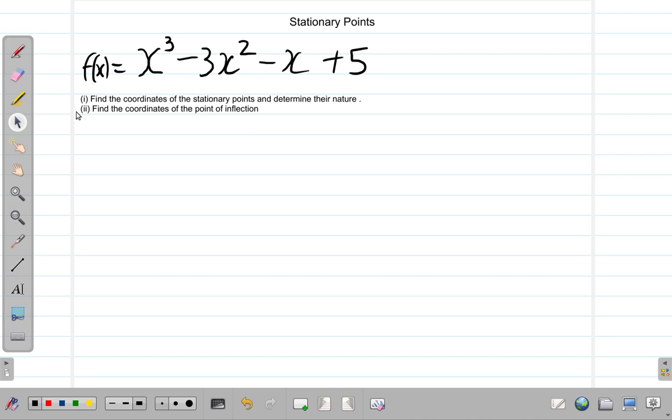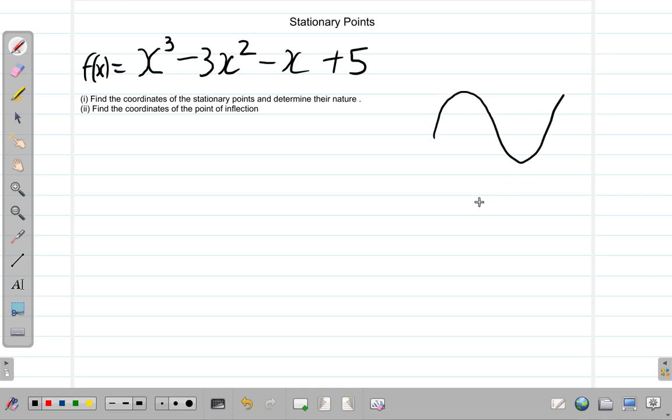Alright, now here, this is a cubic function, and if you plot it, it will be a cubic curve. It might look like this, it might look like this, and it's going to have two stationary points. That's where the gradient would be 0. Our tangent would be horizontal. Could be this. Could be like this.